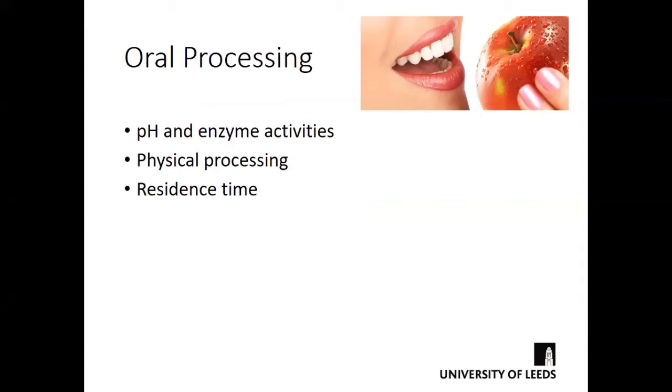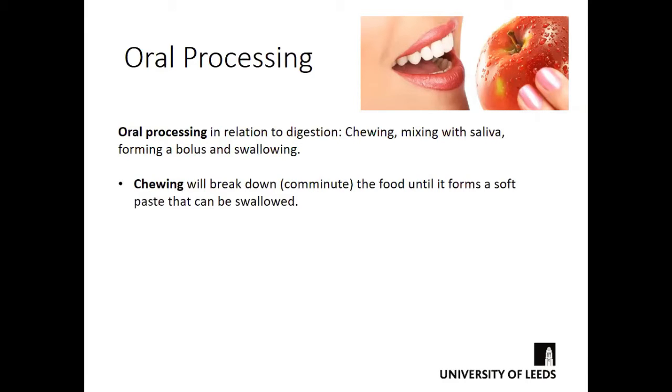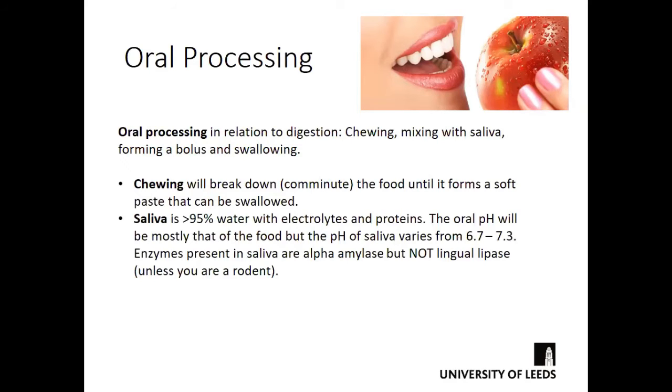Let's start with oral processing. Oral processing in relation to digestion involves chewing, mixing with saliva, forming a bolus, and then swallowing. Chewing will break down the food until it forms a soft paste that can be swallowed. Of course, if it already comes in the form of a soft paste, we can swallow directly. But the important thing for more solid foods is to form that cohesive bolus.